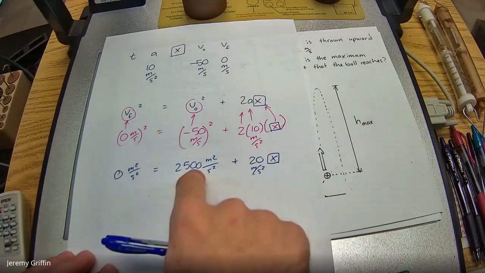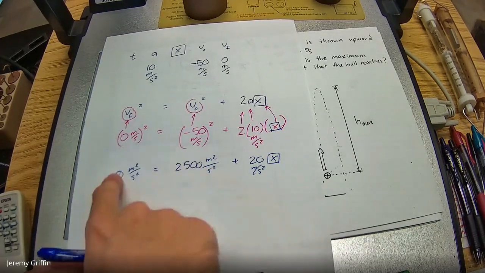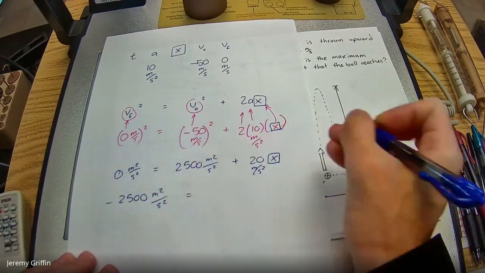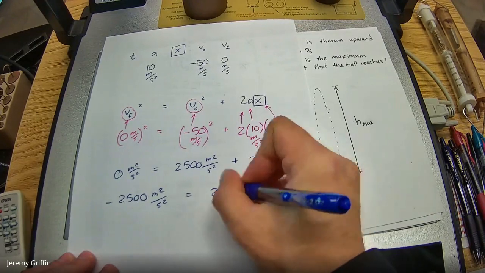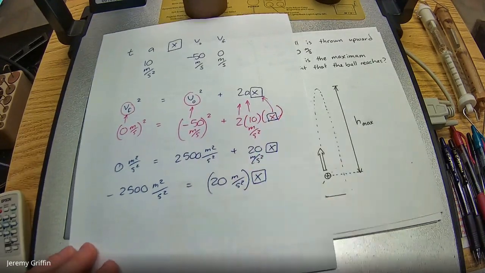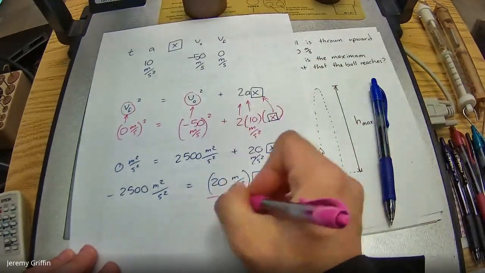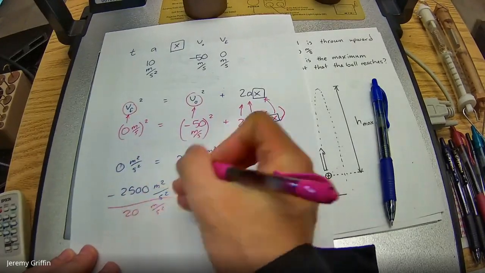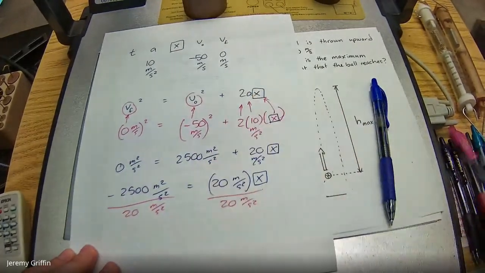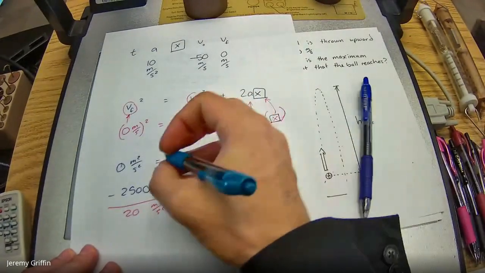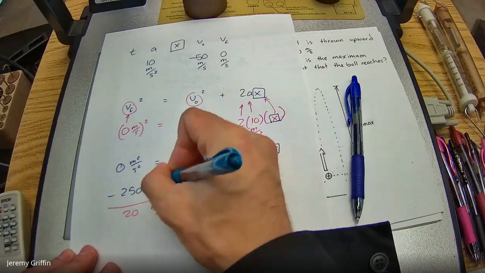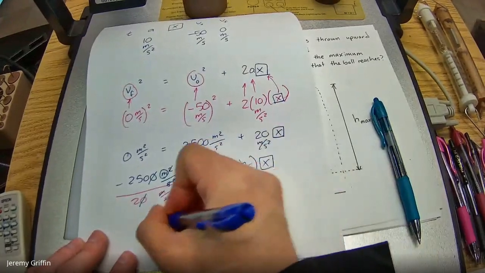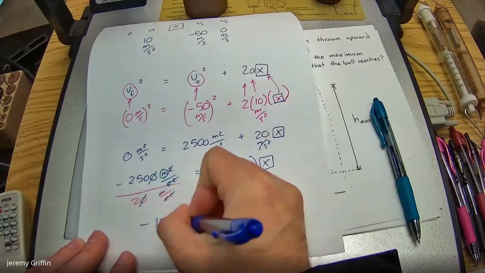Because I'm going to just subtract this over. Call this negative 2,500 meters squared per second squared equals 20 meters per second squared x. Divide both sides by 20 meters per second squared. All right, let's see. Well, that obviously completely cancels. Seconds cancel. One of the meters cancels. We're left with 1 meter on the board. And x is negative 125 meters.